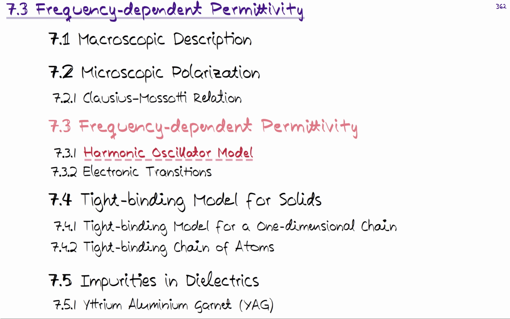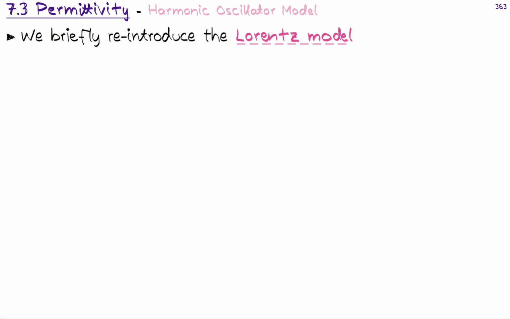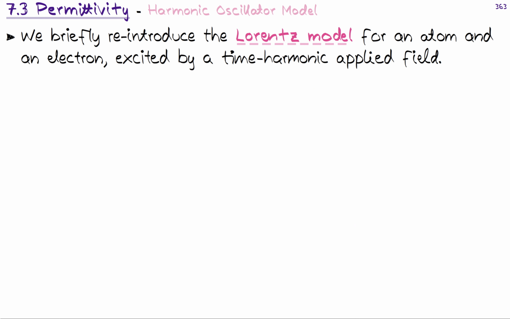So now I will start with chapter 7.3.1, where we will be treating the mathematics that helps us understand the dispersion of polarizability. And how do we do this? We will briefly reintroduce the Lorentz model. The Lorentz model essentially assumes that we have a single atom surrounded by an electron, and the electron is bound to the atom by electrostatic forces. Now we think that this electron is put into motion by a time harmonic applied field. So we excite the electron and atom by a time harmonic applied field.